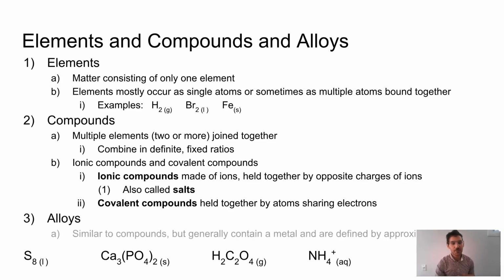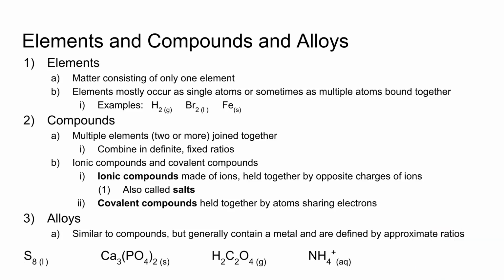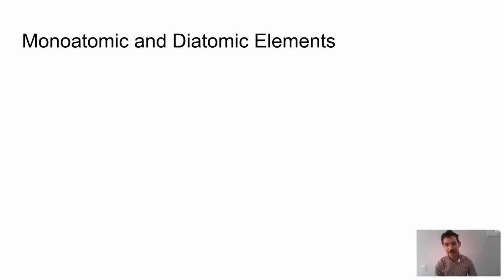We also have alloys, which we're going to talk about less. Alloys are similar to compounds, but they generally contain a metal and are defined by approximate ratios as opposed to these other ones. Alloys are really important though, like steel is an alloy, and many of the metals that we interact with in our lives are alloys. You can mix elements together to make metals stronger or have different properties. Alloys are cool. I'll rant about them some other time.